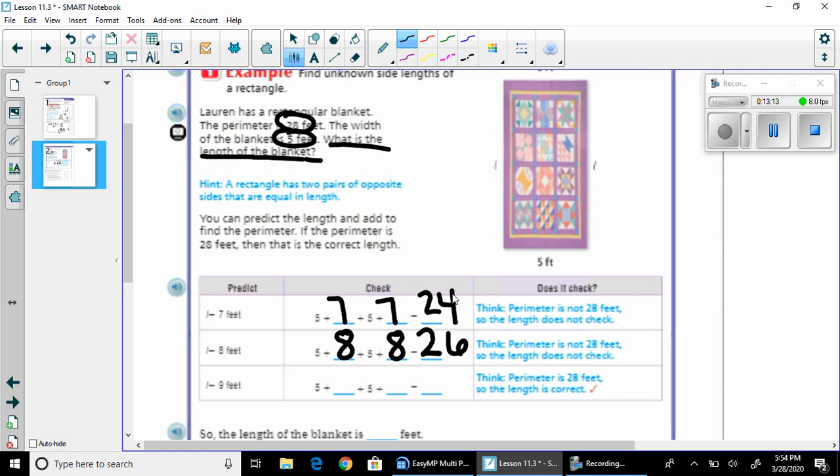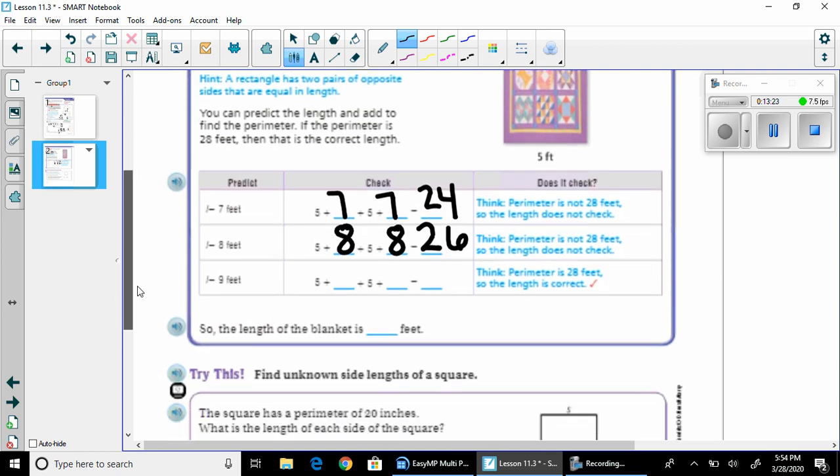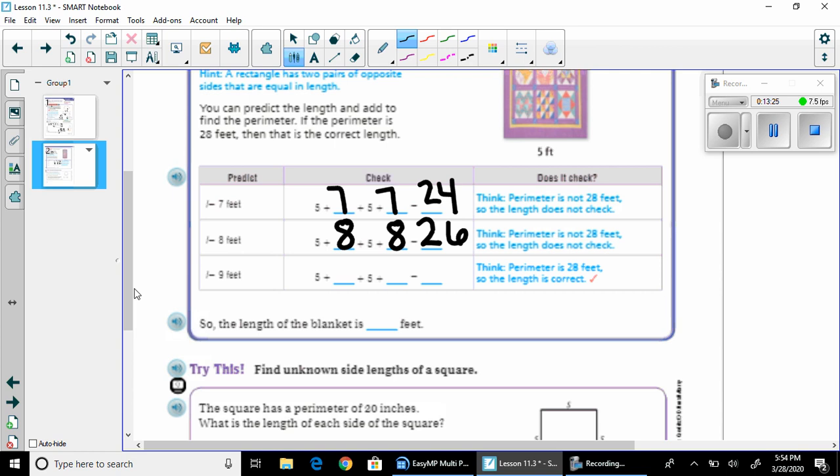Okay? As you're going through this, you're probably finding a pattern, and you can probably guess, or you probably already know, what your correct length should be. All right, so they're going to have us now try our length with 9 feet. So same as before, I'm going to fill in my equation. So I have my width as 5 and my length as 9. Okay, go ahead and pause the video, add up your sides, so your widths and your lengths, and we will check if we got the same.